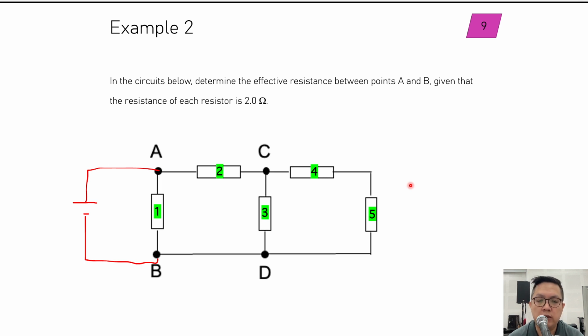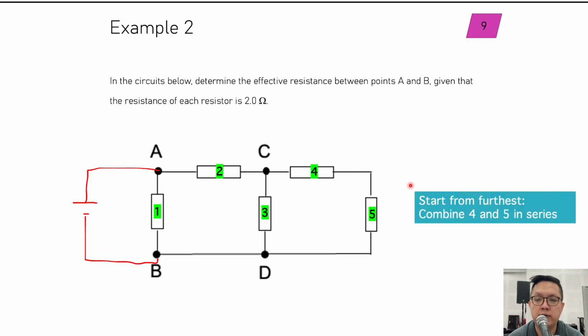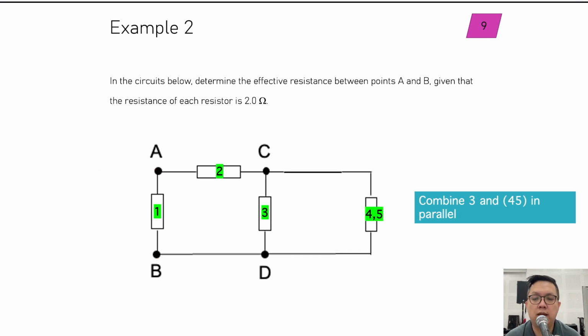Okay, so let's see what I can do. Remember, we're supposed to start from the furthest. So we are going to start from furthest. We combine 4 and 5 in series. Okay, if you look at this path between C and D, there are two paths. One path is down here. The other one is over here. Okay, I'm just going to use pen to draw for you so it's clear. So one path is this way. Okay, the other one is like this, right? So we combine these two, and then we combine these two, we'll get it basically as a series circuit over here. Okay, 4 and 5 combine like that.